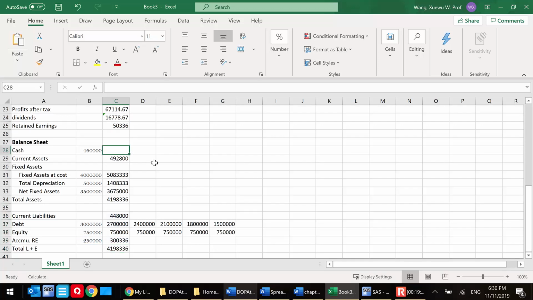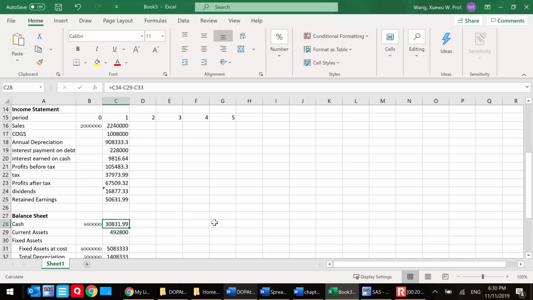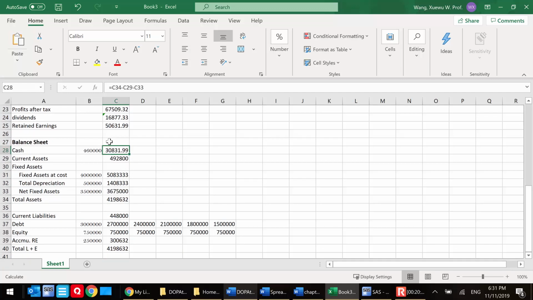All right, so now I'm ready to solve cash. Cash is the total assets minus the current assets minus the net fixed assets. Okay, all right. So I solved cash, and this is now all good. So we just solved the financial planning model for year one, and I do not look at all the numbers for year zero. I just pick all the numbers I need.